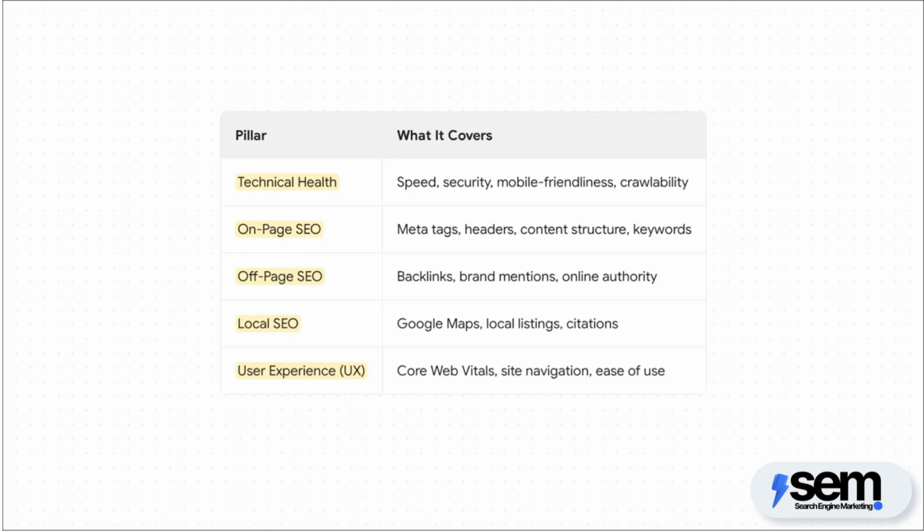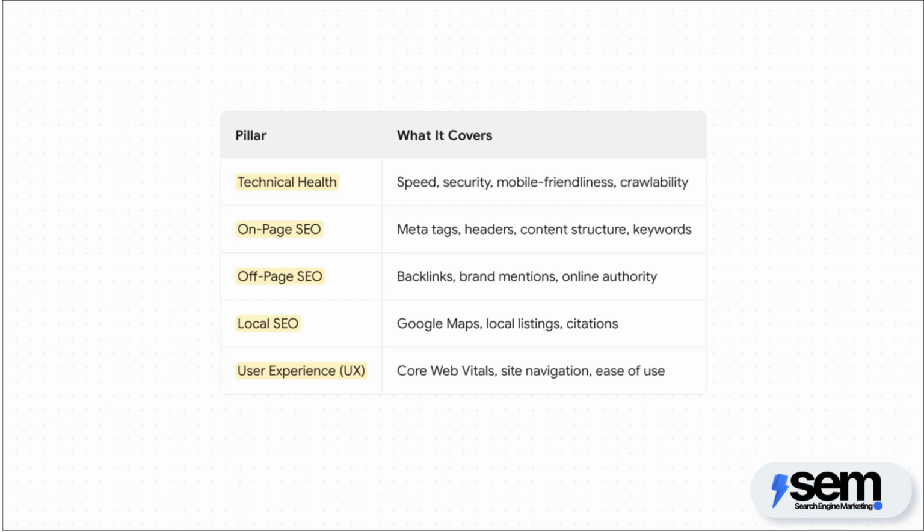A proper audit really covers 5 main areas, or pillars. First up, you've got technical health. This is the bedrock. Is your site fast? Is it secure? Can Google's little robot crawlers even get in and understand what's there? Super important. Second is on-page SEO.